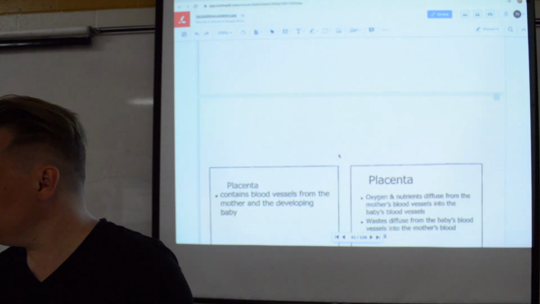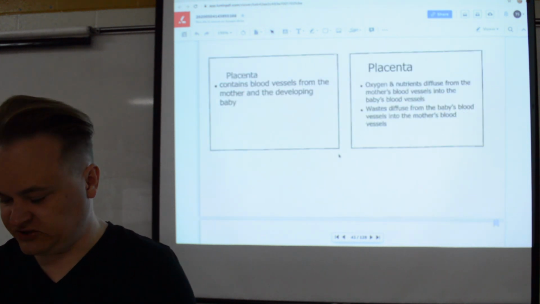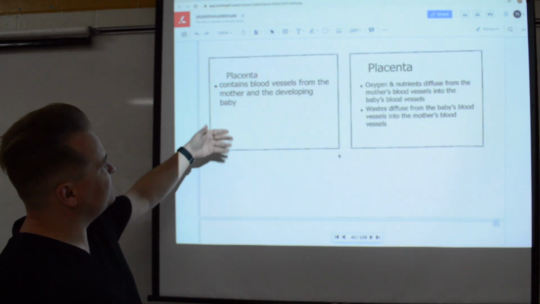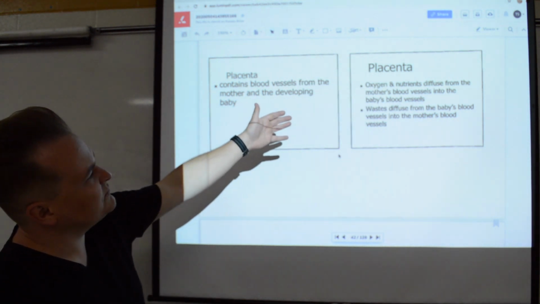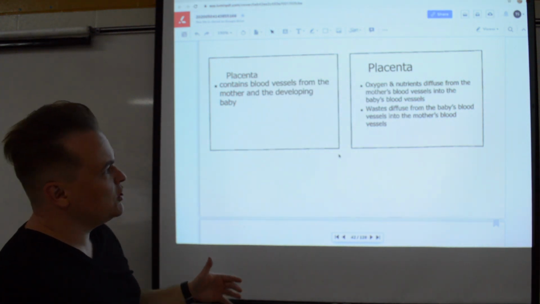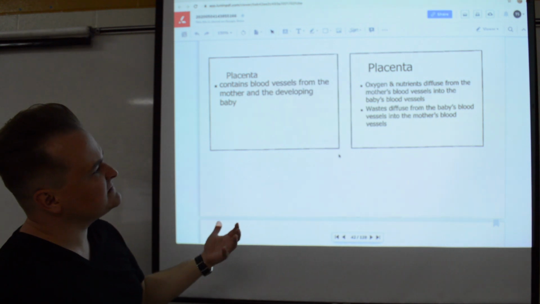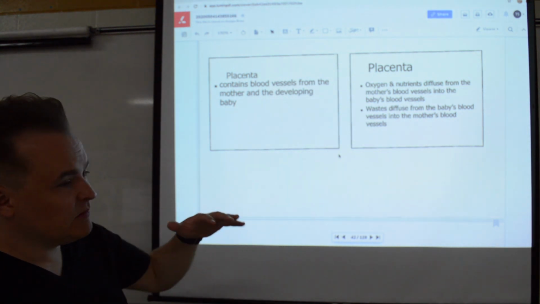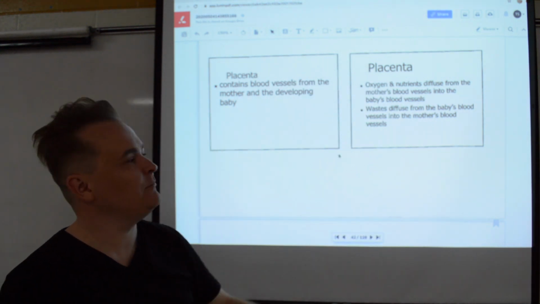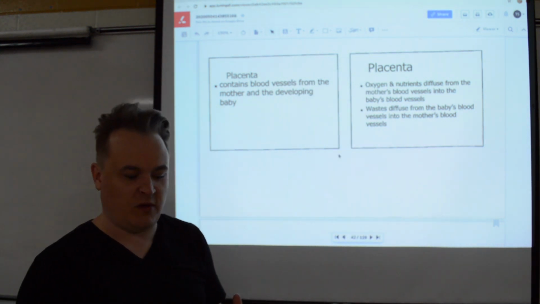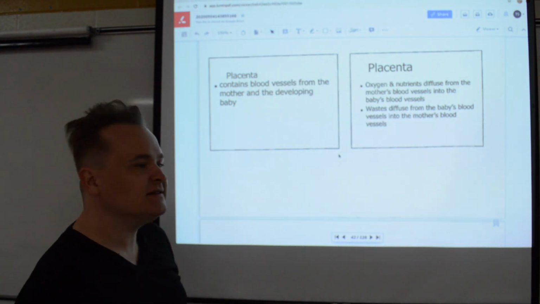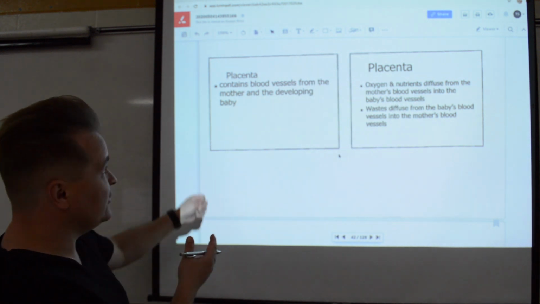Moving on. Oh, perfect. There's more information on the placenta. Placenta contains blood vessels from the mother and the developing baby. And placenta is where the oxygen and nutrients diffuse from the mother's blood vessels into the baby's blood vessels. Waste diffuses from the baby's blood vessels into the mother's blood vessels. So the baby gives the waste to the mother, and the mother's body gets rid of all the waste that the baby's using. It's pretty amazing how the mother does all of the heavy work for that baby as it's growing inside. It's amazing. So now you know what a placenta is, right?